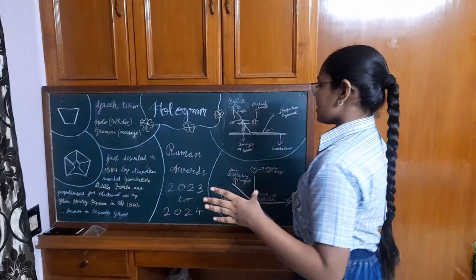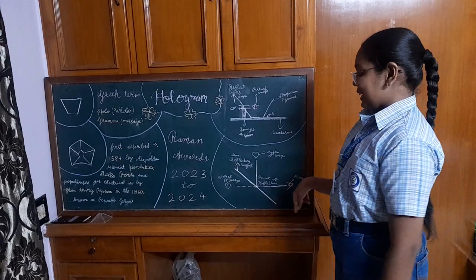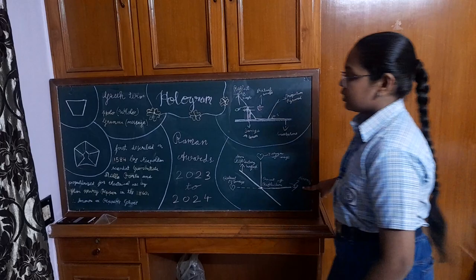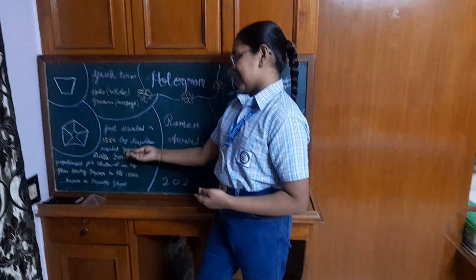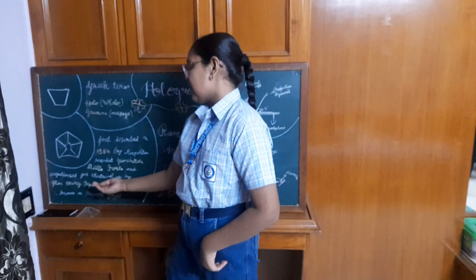So how does this thing work? So here is my point of reflection between my smartphone and my image, and this is a single reflective surface. So I'll get my virtual image here, which will be seen by the viewer or the observer. It was first described in 1584 by Neapolitan scientist Giambattista Della Porta and popularized for theatrical use by John Henry Pepper in the 1860s. Thus it is known as Pepper's ghost also.